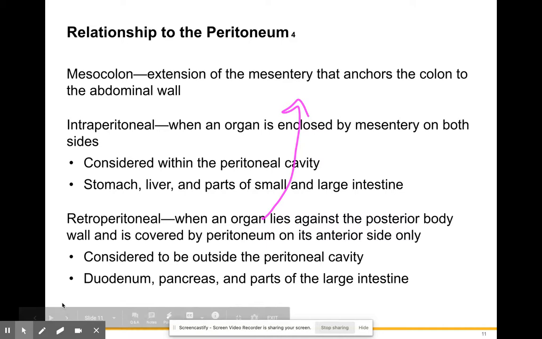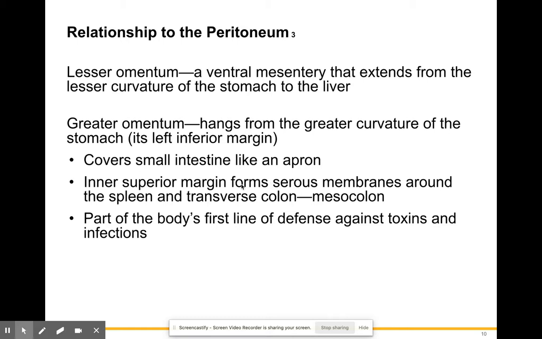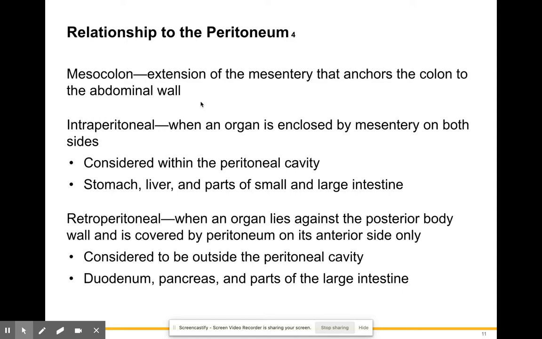So we have something called the mesocolon. It was mentioned on this slide over here, but I never mentioned it. The inner superior margin of the greater omentum forms membranes around the spleen and the transverse colon, which is what we call the mesocolon. The mesocolon is an extension of the mesenteries and anchors the colon to the abdominal wall.